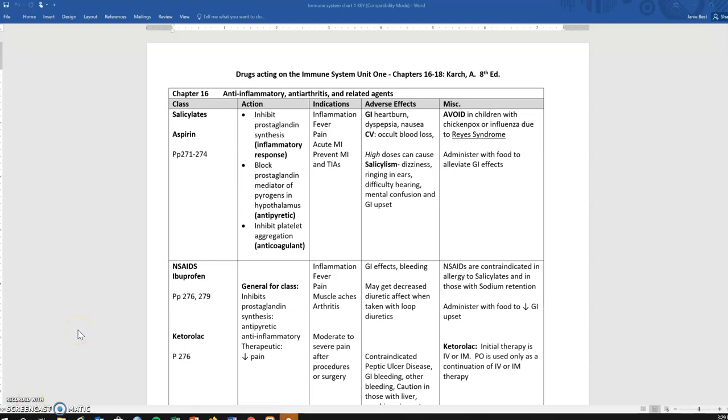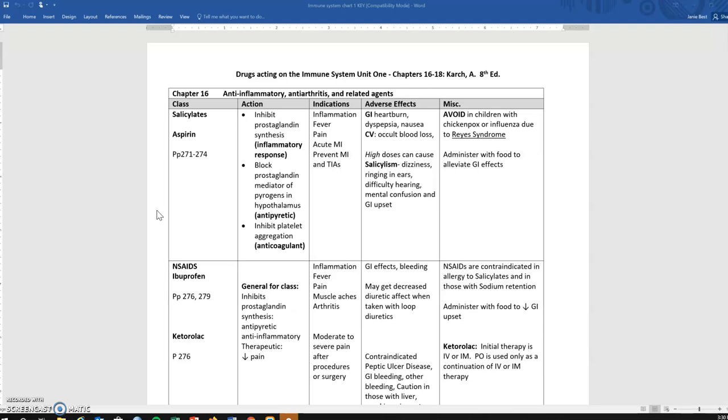I'm going to do a brief overview of the drugs in chapters 16 through 18, beginning with the salicylates. As you have read in your chapter, the inflammatory response protects our body from injury and pathogens, and there are several conditions that can cause the immune system to function inadequately. We are going to talk about one of these inflammatory responses, which is related to arthritis.